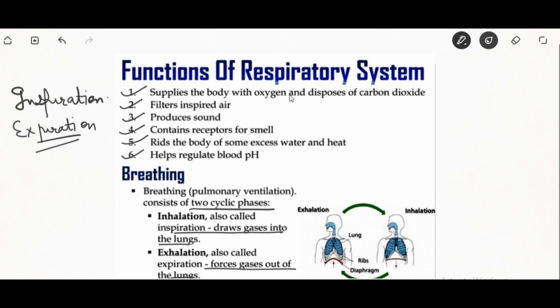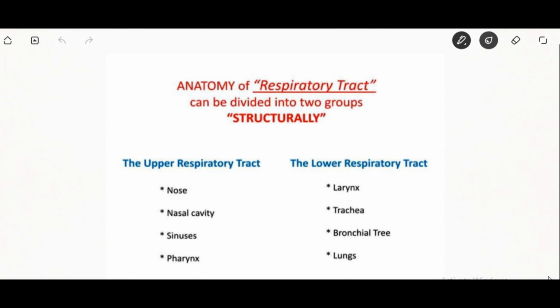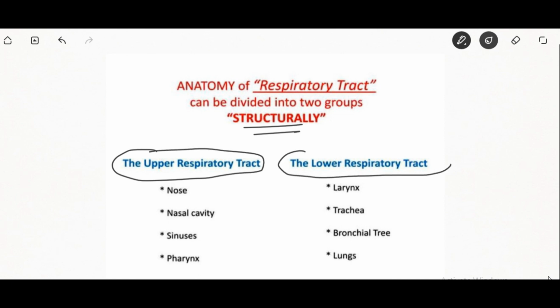The respiratory tract can be subdivided into two groups structurally. One is the upper respiratory tract and the other is the lower respiratory tract. The upper respiratory tract consists of the nose, nasal cavity, sinuses and pharynx, whereas the lower respiratory tract consists of the larynx, trachea, bronchial tree and lungs.